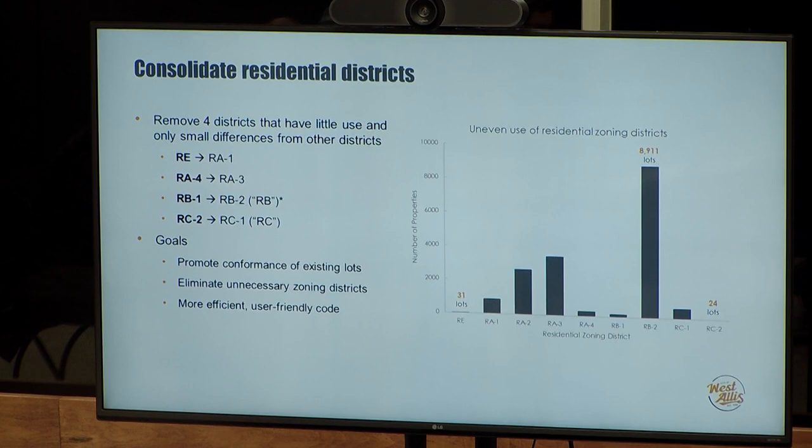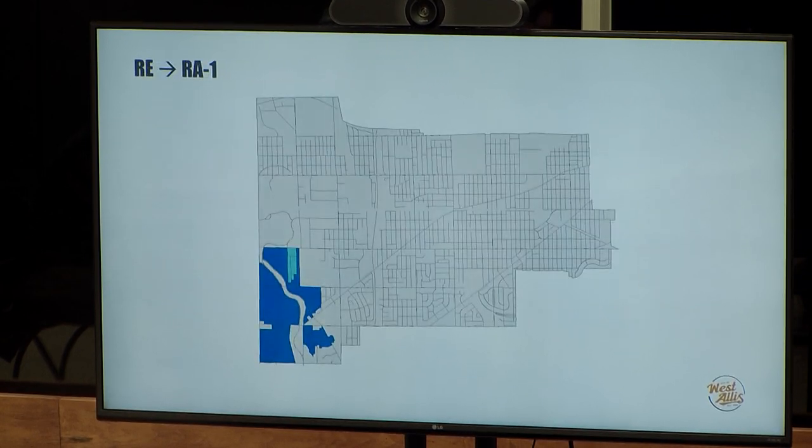Another benefit of this is we're going to be working to promote the conformance of our lots. Sometimes we have lots in some districts that don't quite meet the current district standards, and by merging these, it'll increase the amount of conformance we have for residential properties.